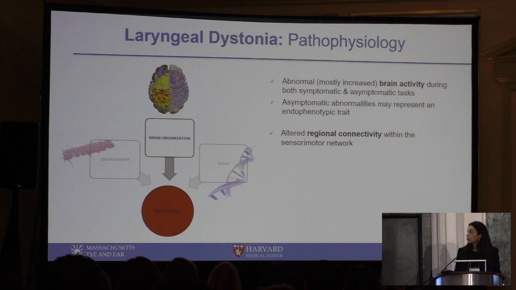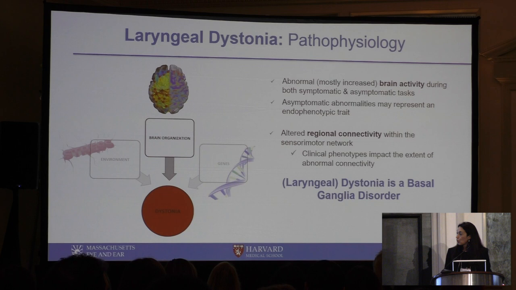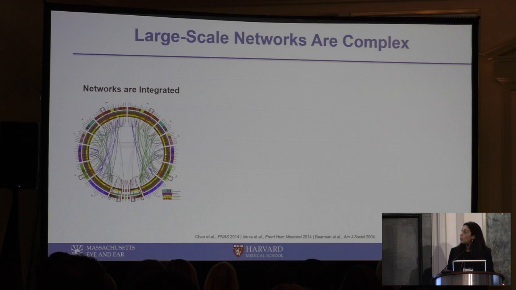There's also altered regional connectivity within the sensorimotor network, and as I already mentioned, clinical phenotypes seem to impact the extent of this abnormal connectivity. So the question arose whether dystonia, or laryngeal dystonia in particular, is a basal ganglia disorder as it is characterized in all textbooks, or is it rather a neural network disorder? So we started looking into neural networks.